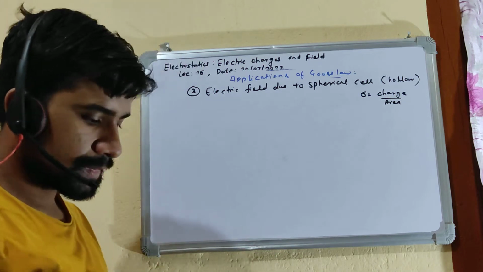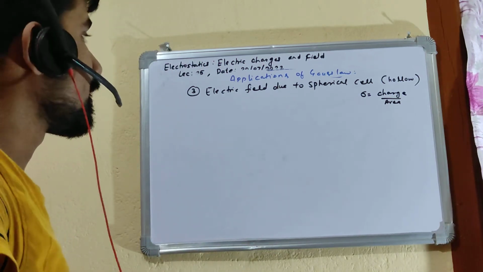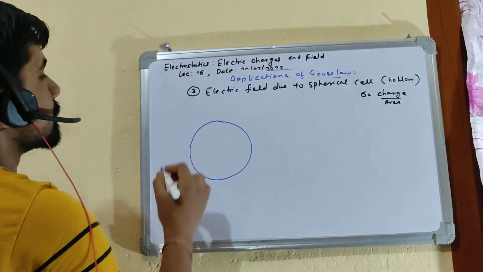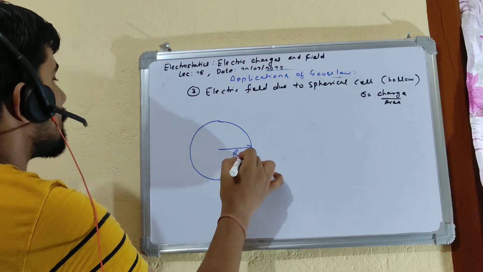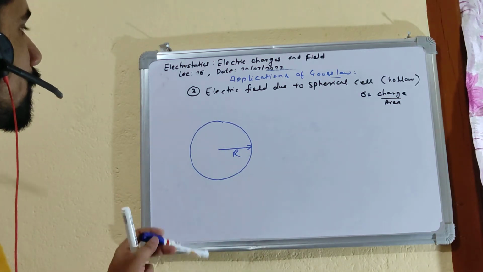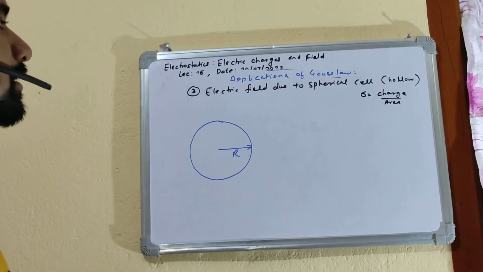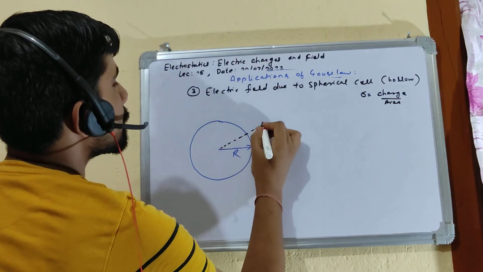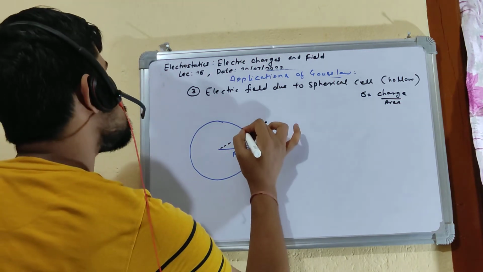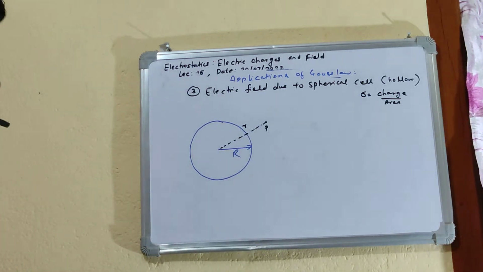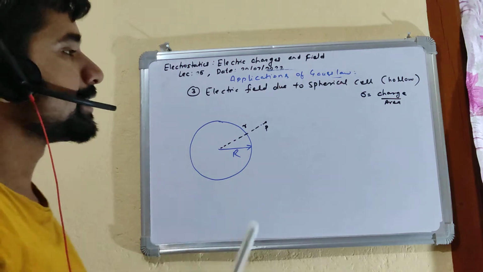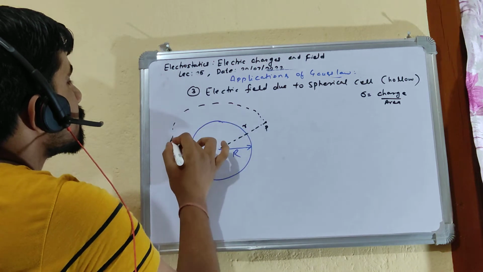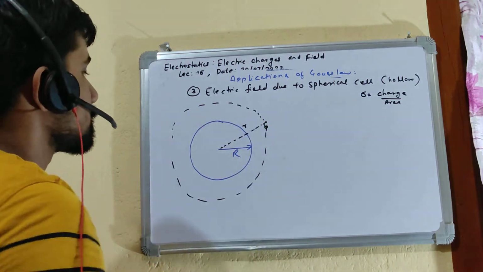Okay, so let me draw a diagram. Let's say this is a spherical shell, right? It has a radius capital R. Now I need to calculate the electric field due to this spherical shell. So let's say at a point P at a distance r, I am calculating the electric field intensity, right? So for that I need to draw a Gaussian surface, which will again be a spherical Gaussian surface, right?